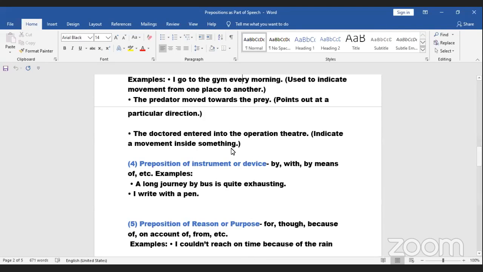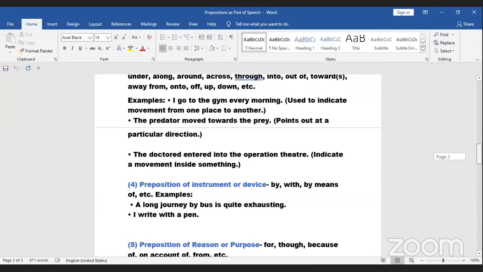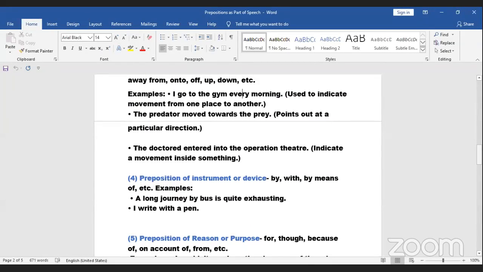So I was teaching you guys prepositions of direction and movement. I did tell you guys that, and please mute yourself so that we do not encounter any disturbance. Yes. So I was telling you guys about prepositions of direction of movement, right?